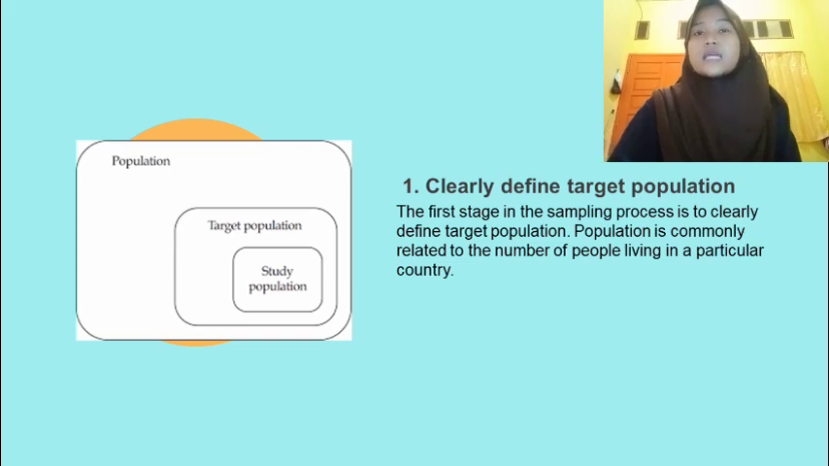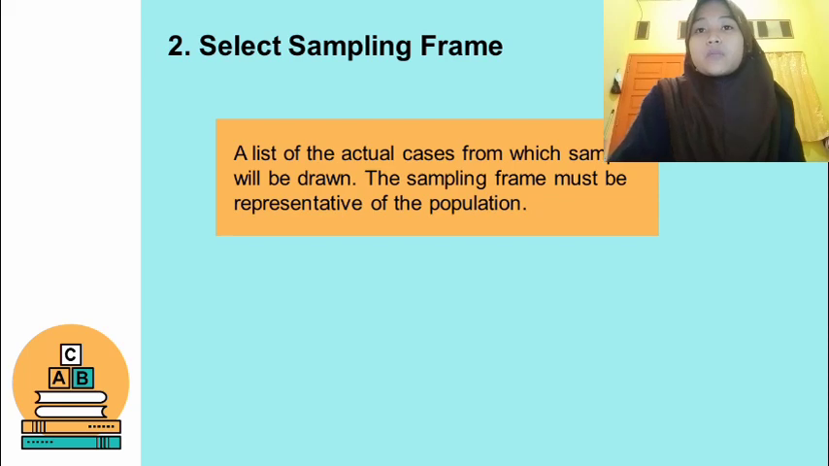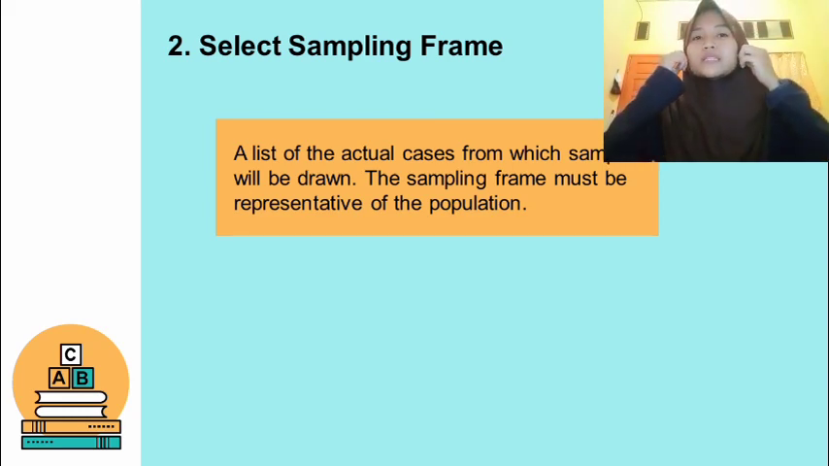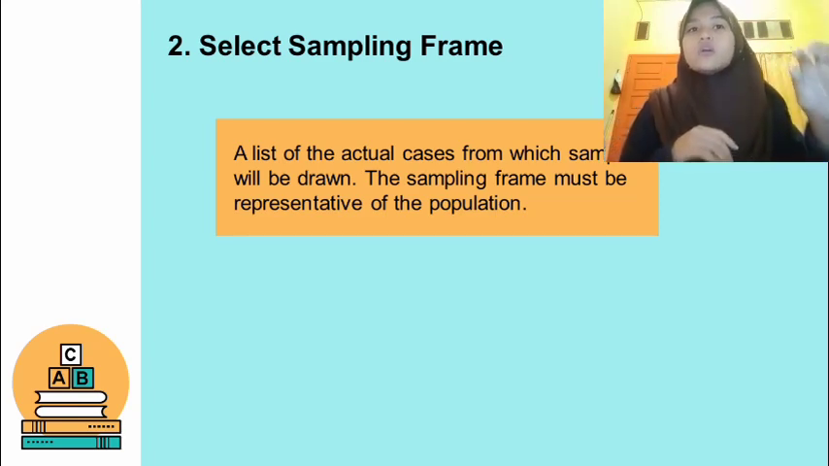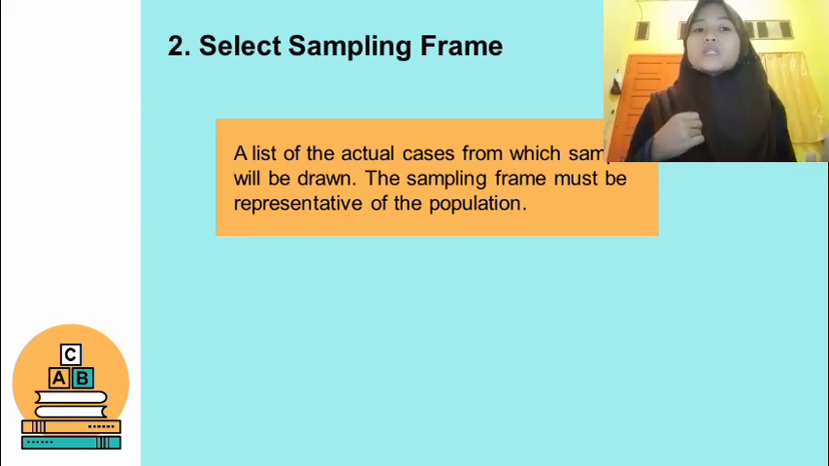Going to the next step, that is selecting the sampling frame. What is a sampling frame? It is a list of the actual cases from which the sample will be drawn. So the sampling frame must be representative of the whole population. Sampling frame means that we make a list of all possible particular members of the target population that we are going to interview in our survey, for example.